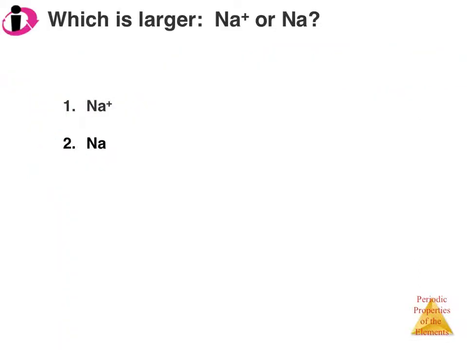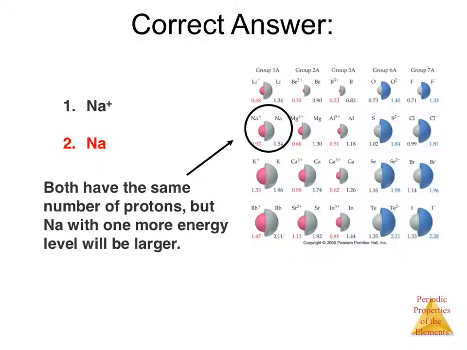All right, so which is larger? Think about this for a second. Is it going to be sodium or sodium plus? All right. Sodium has an additional energy level, right? When it becomes sodium plus, it loses an outside energy level. So the sodium is larger than its ion.